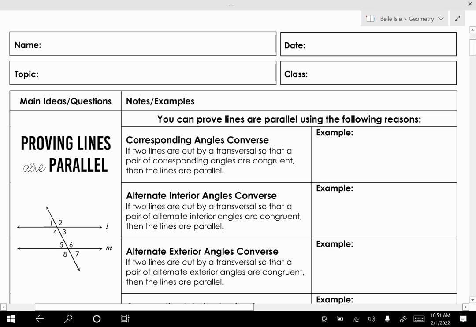Okay, so we are proving parallel lines today. Make sure that you fill in your heading.